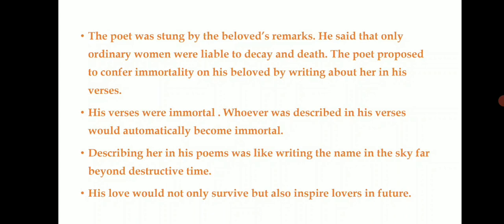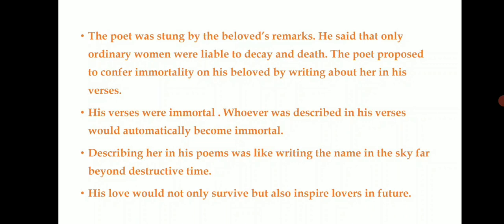And so he said that only ordinary women were liable to decay and death. The poet proposed to confer immortality on his beloved by writing about her in his verses. His verses were immortal, and whoever was described in his verses would automatically become immortal. So describing her in his poems was like writing her name in the sky, far beyond destructive time. Time cannot wash or wipe her away, because he is going to make a creative poem on her, and his love would not only survive but also inspire lovers in the future.